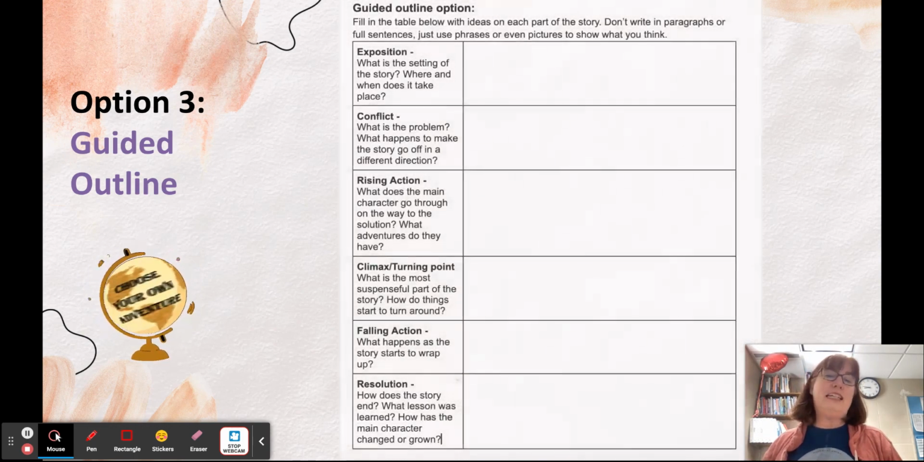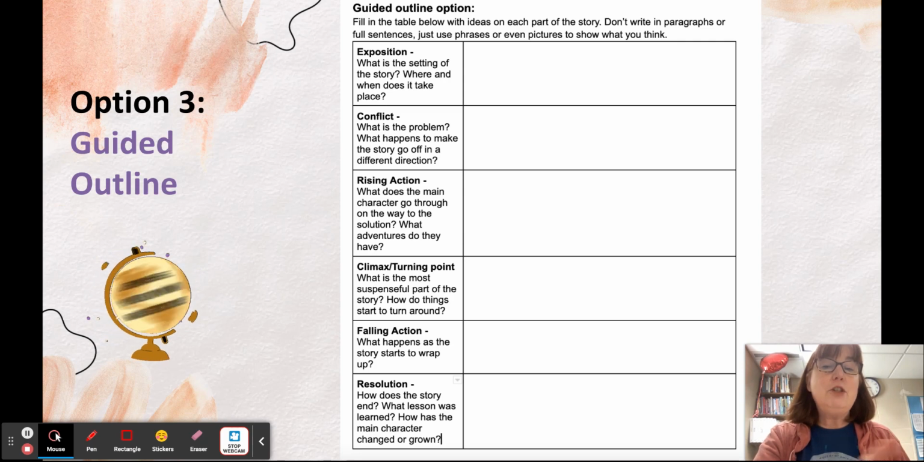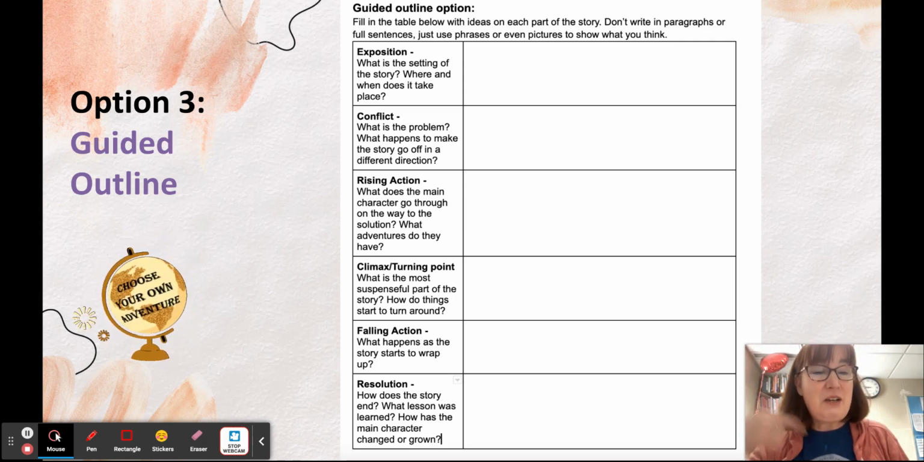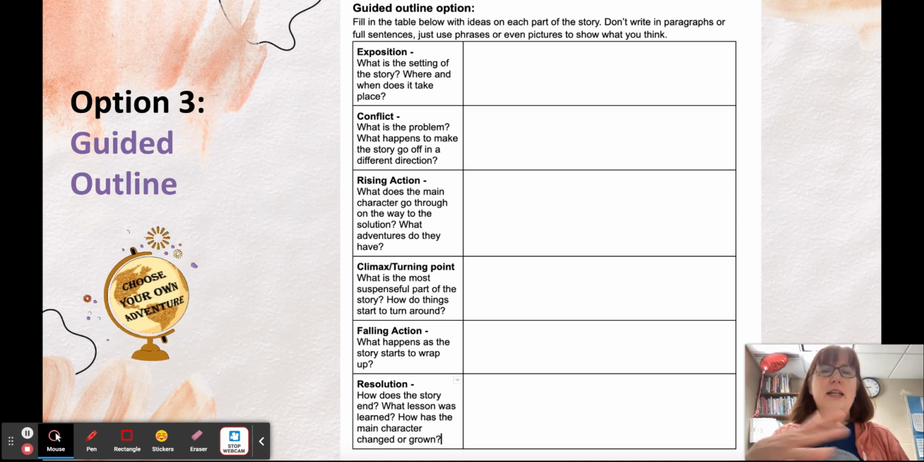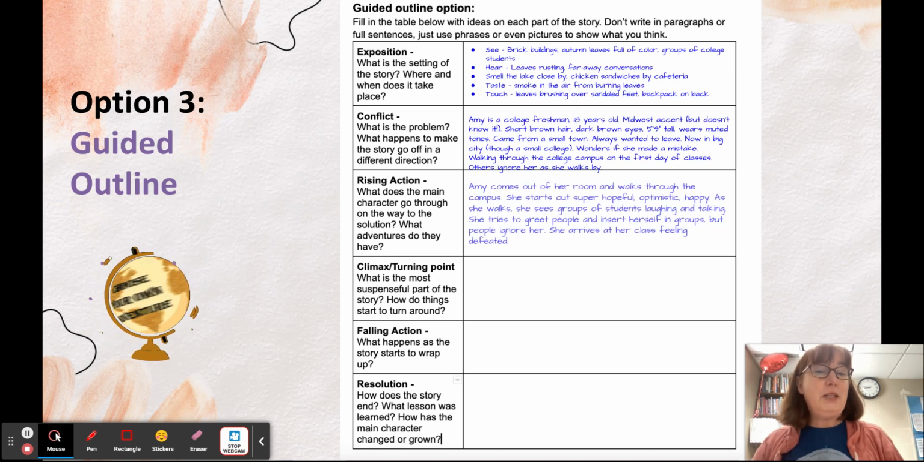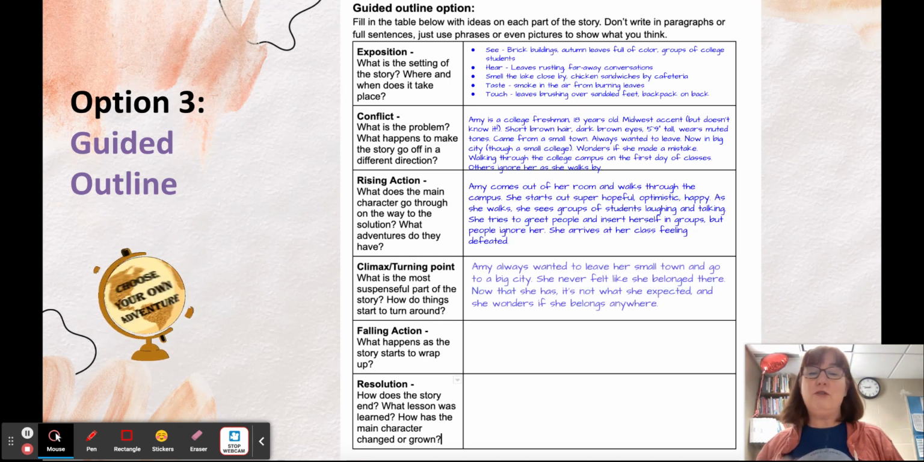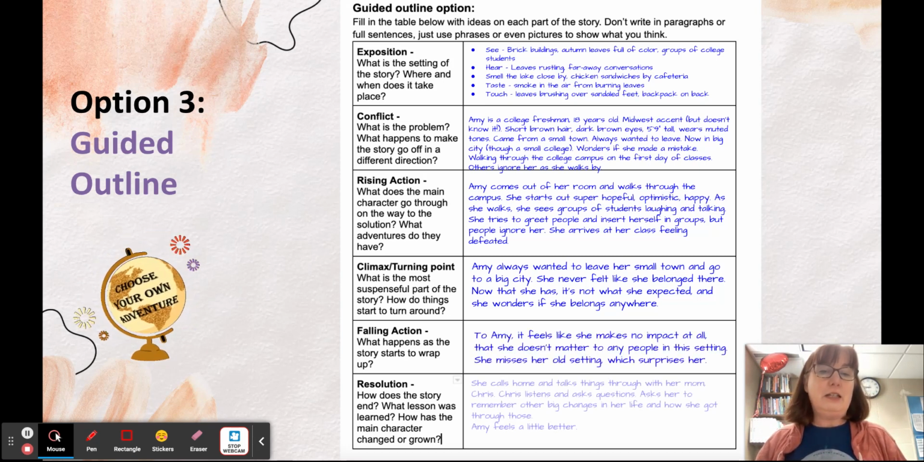Or you could do what's called the guided outline. With this, it's giving you questions that will help you think about what to write next. So if you're feeling a little stuck with your story, then the guided outline option might be the best one for you. You'll probably end up with the same thing, but this gives you questions to read, and then that will help you fill things in.